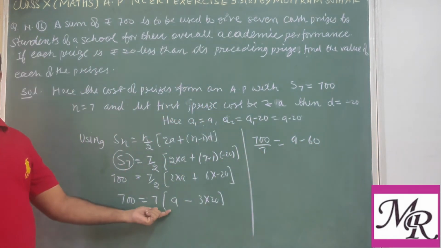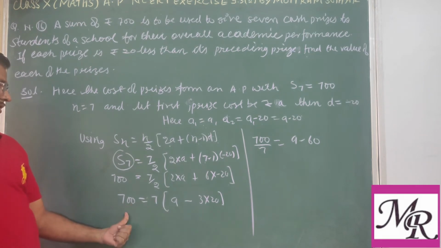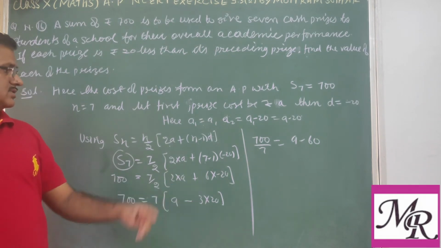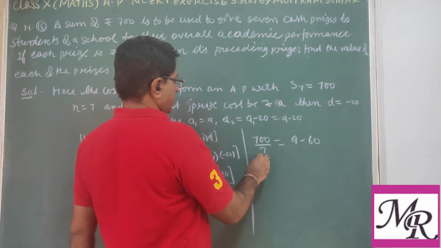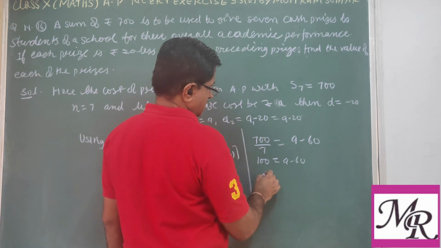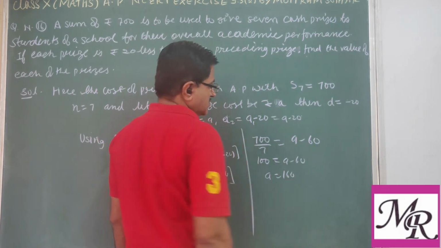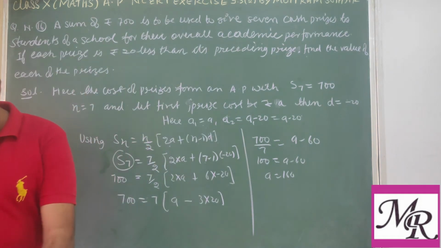7 is in multiplication form, so we transfer it to this side, that is 700 upon 7 equals a minus 60. So this is 100, equals a minus 60. So a equals 160. So this is the cost of the first prize.